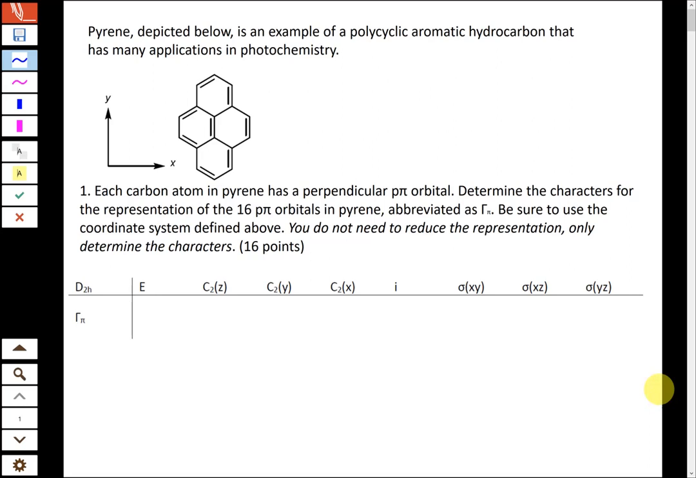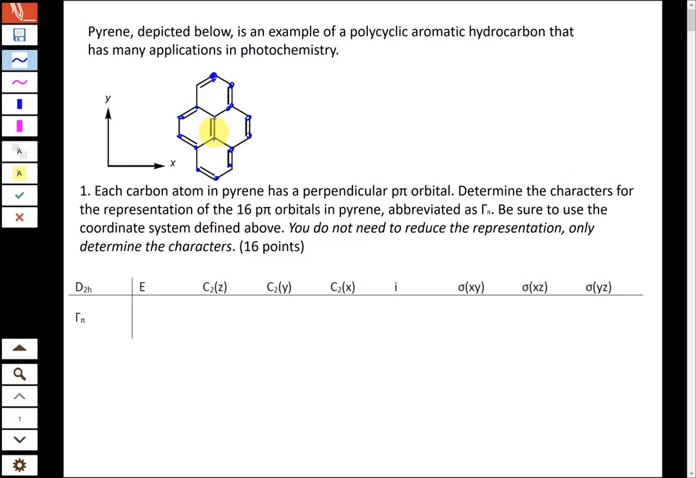The first few questions dealt with this conjugated polycyclic aromatic hydrocarbon, the typical aromatic compound with 4 fused rings. Most of us did pretty well on this problem, but I'll still go through it. The first question asks us to find the characters for the representations for all the pi orbitals. So we have to recognize that every carbon atom in this molecule has a perpendicular pi orbital available to form a conjugated pi system. So every carbon atom has one.